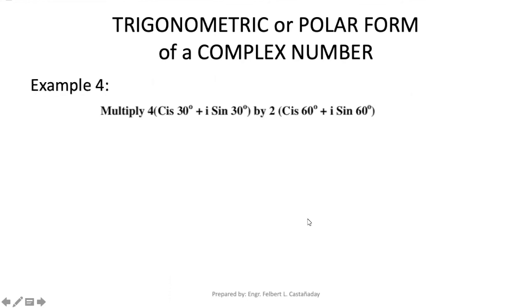Let's have this example. Multiply these complex numbers. Okay, let me just write some correction here. It should not be cis, but it should be cosine 30. Okay, so this should be cosine 30. This is cosine 60. So in multiplying complex numbers in polar form, we multiply their modulus or their absolute values, and then we add their arguments.